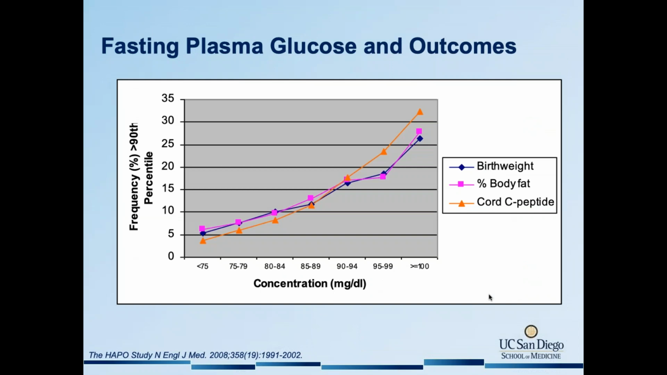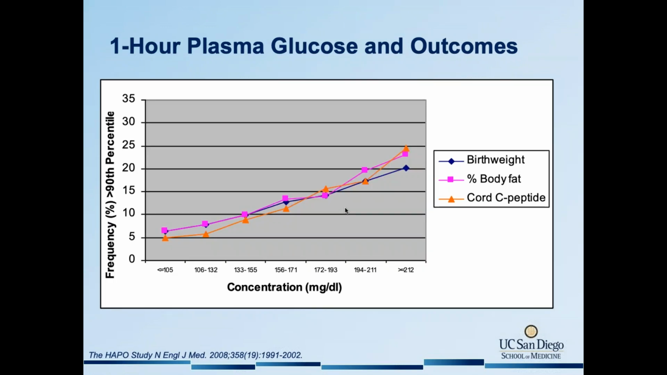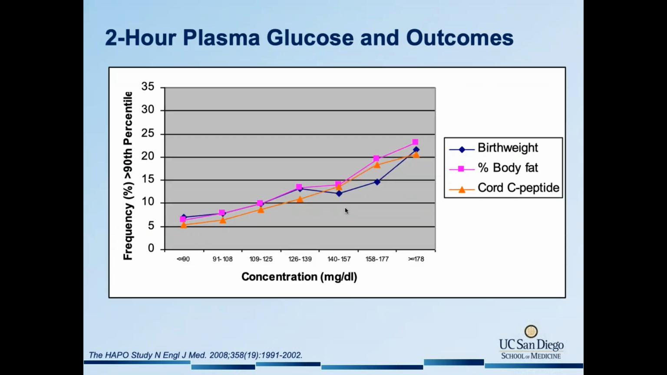When you look closely at the fasting level and the neonatal outcomes, birth weight and percent hyperinsulinemia, you see that there's actually an inflection point at around 92, and that's something we have focused efforts on: utilizing a glucose value of 92 in the fasting state as diagnostic for GDM. And this is the data for 1-hour plasma glucose and outcomes. Again, a very linear relationship, and the same thing with the 2-hour value and the neonatal outcomes of interest.